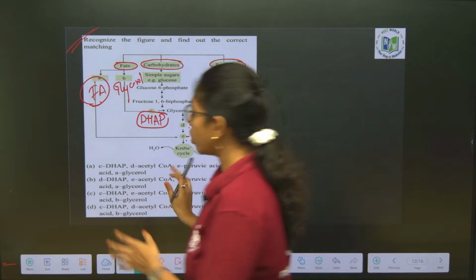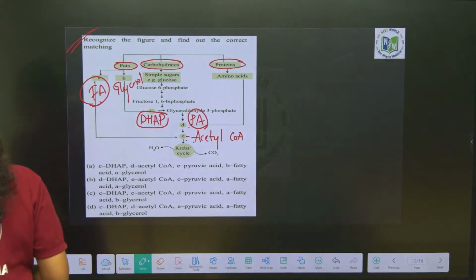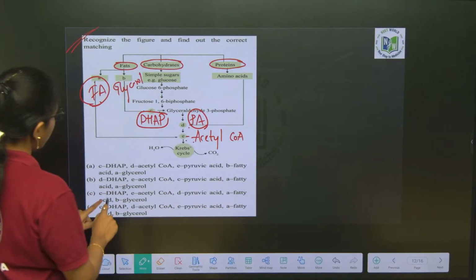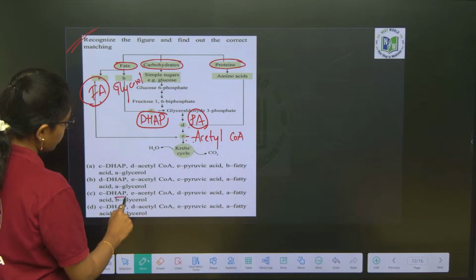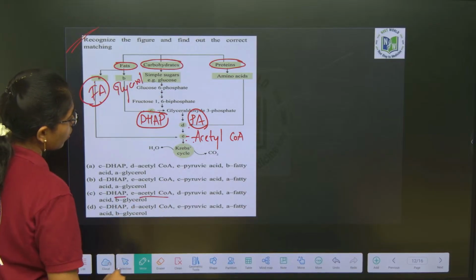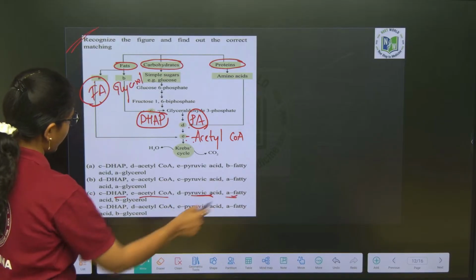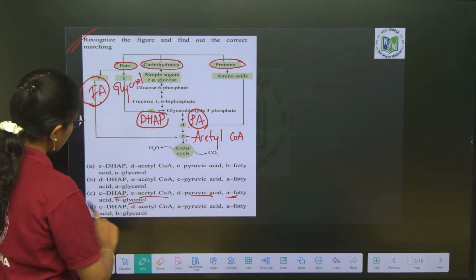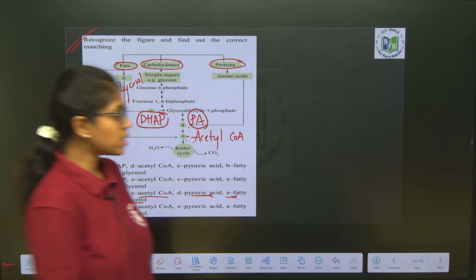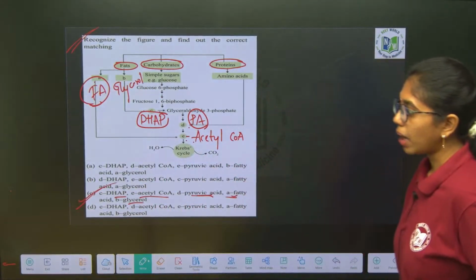Now choose what option will be correct. Look here, C is DHAP, E is acetyl-CoA, D will be pyruvic acid, A is fatty acids and B is glycerol. Option C will be the right answer, no? Is it clear? Yes, good.